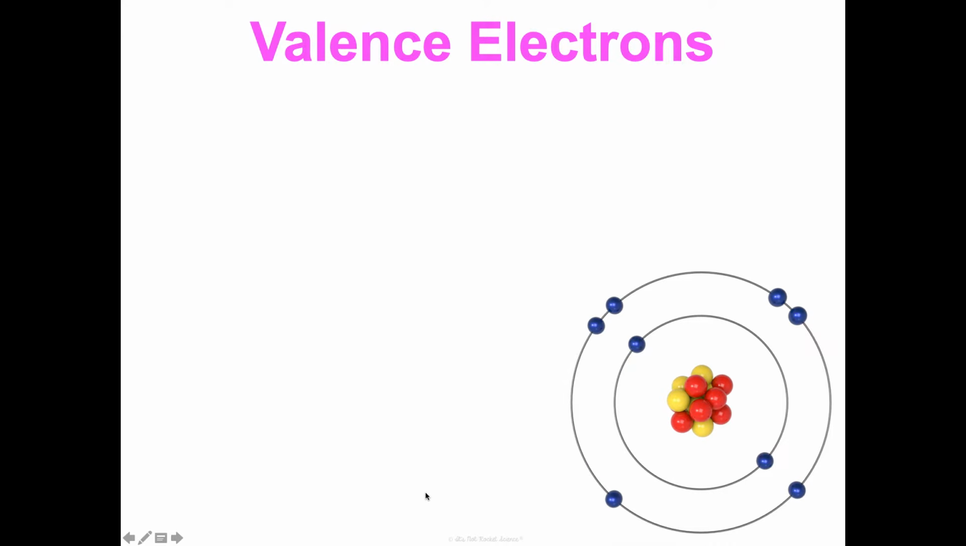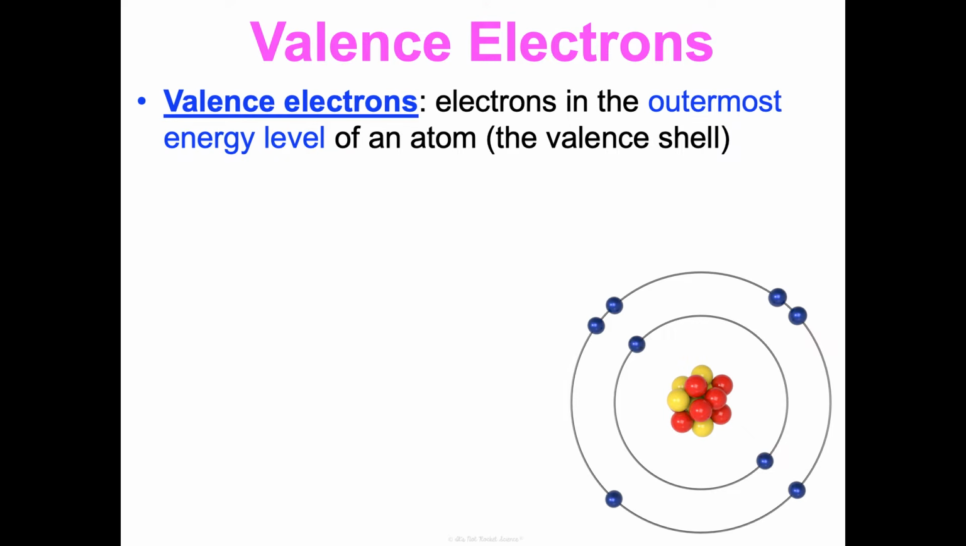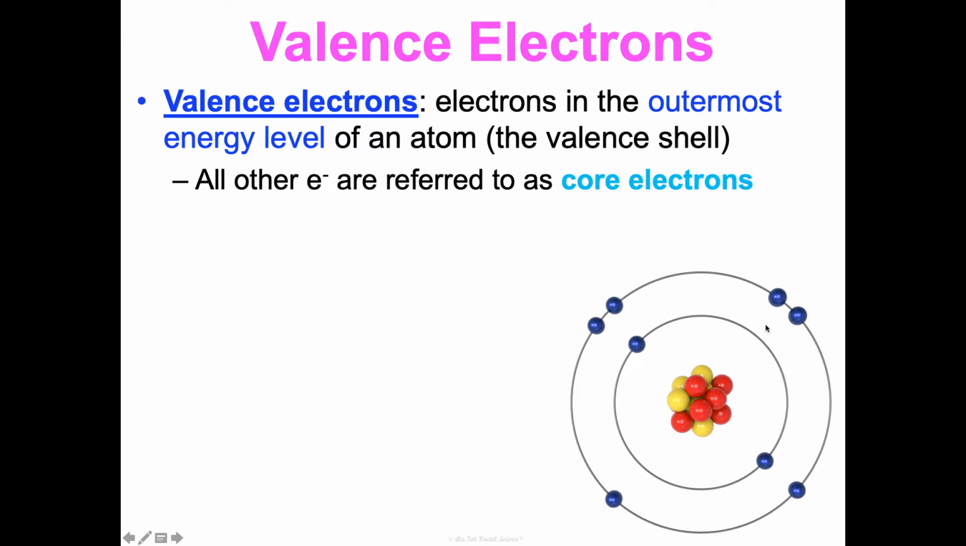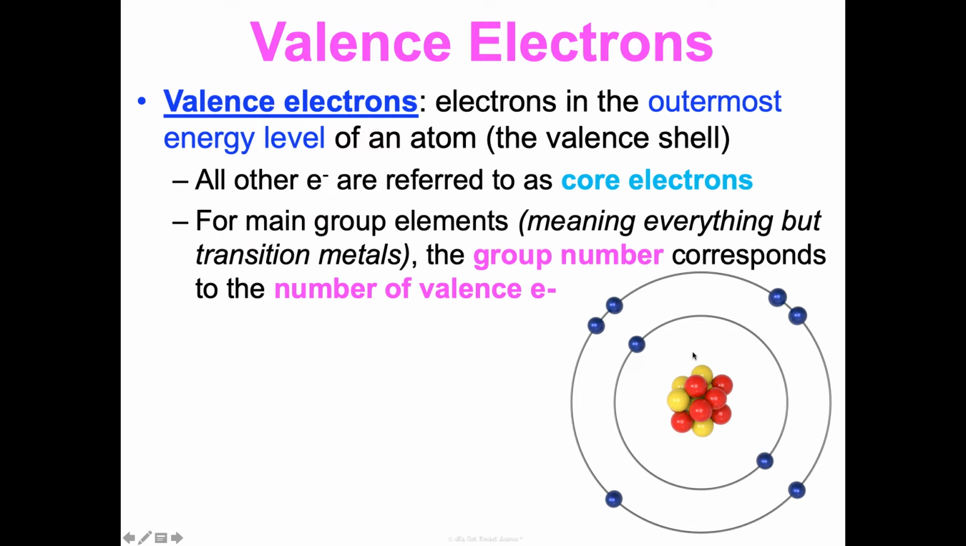Now, the most important electrons that we need to know about are the valence electrons. Okay, so if you remember, these are the electrons in the outermost energy level of the atom. We call this the valence shell. So those are the ones that are going to most readily be shared, given, or taken from another atom in order to form a bond that's stable. We say that all the other electrons in the atom are core electrons.